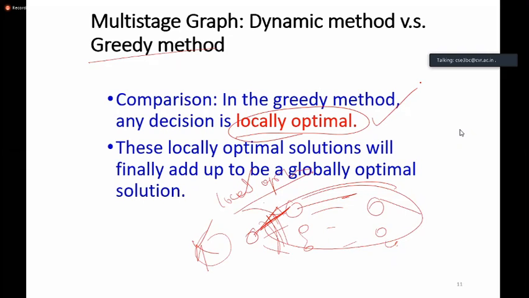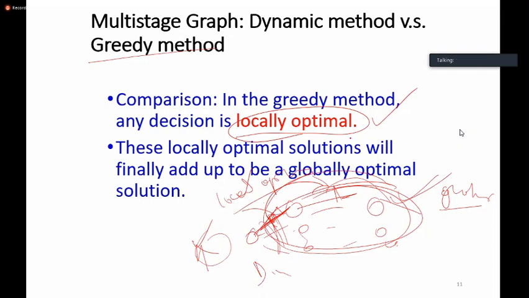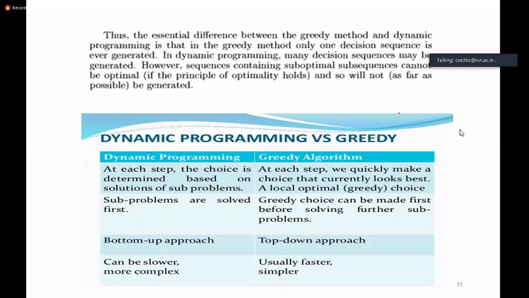But in case of dynamic programming, it's not like that. You calculate the shortest distance from this stage, and while calculating this, you use this distance for the second stage, and you use that distance for the third stage. That means you are working on globally optimal. This we call globally optimal, and this we call locally optimal. That's the basic difference in dynamic programming. This is a bottom-up approach, and this is a top-down approach. I already told you.